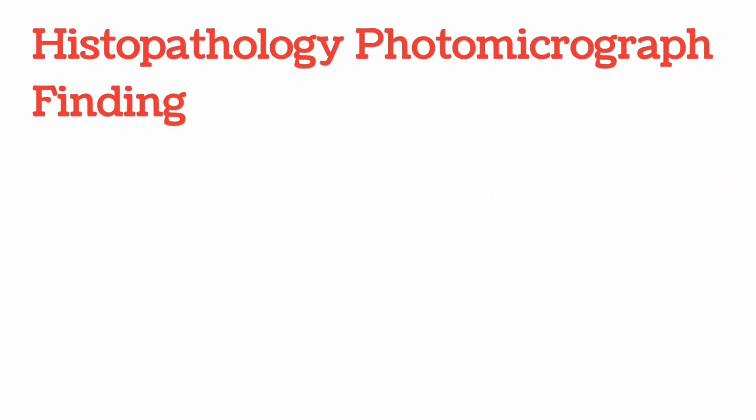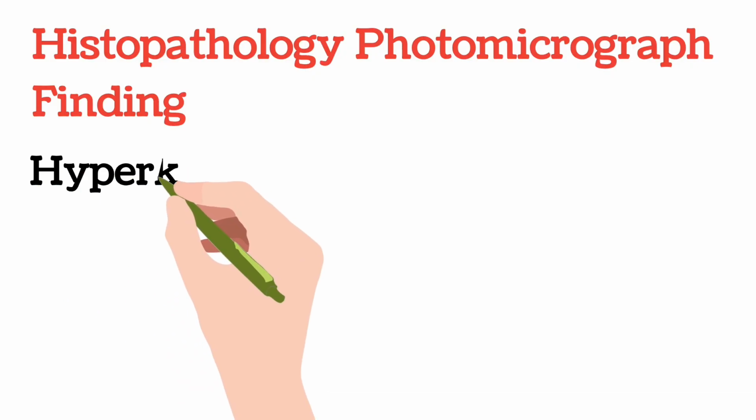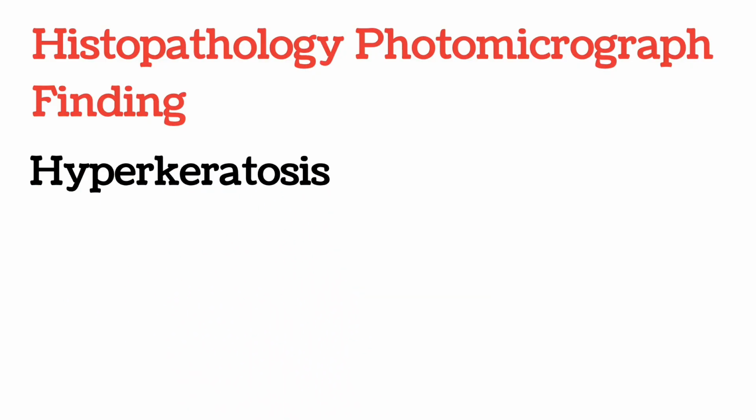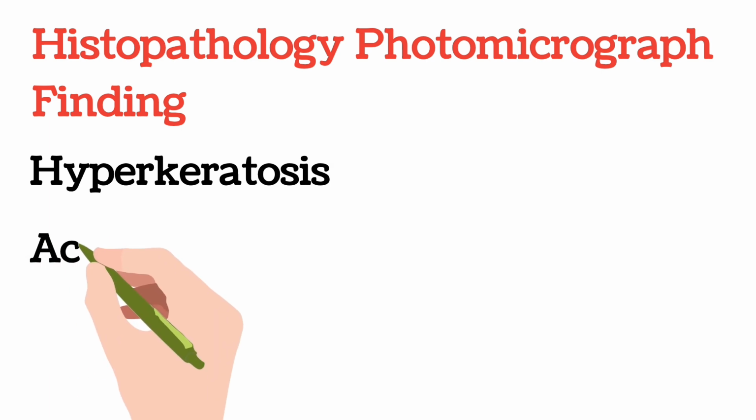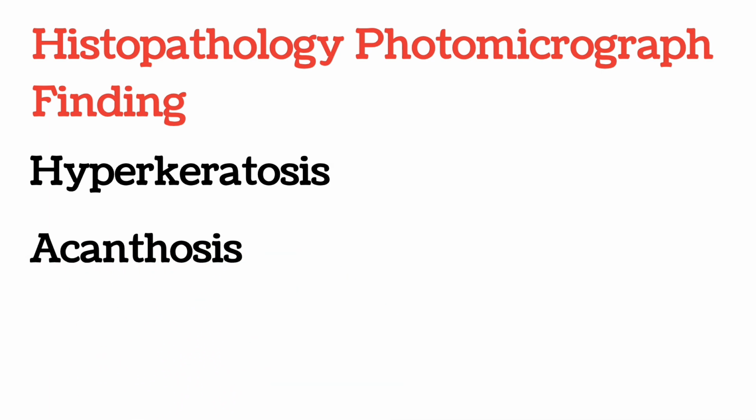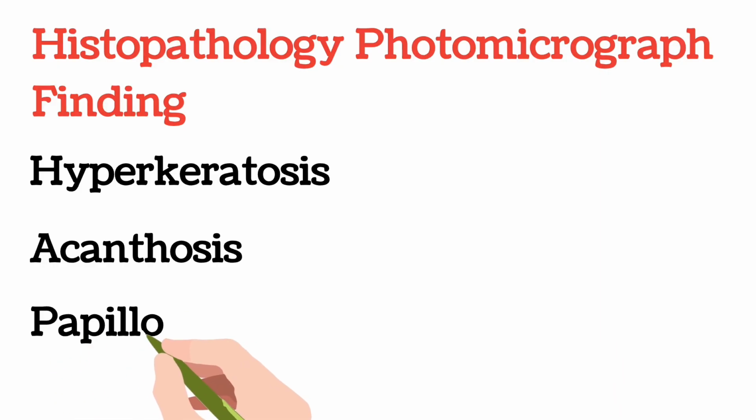Now, if we talk about the histopathological findings of this disorder, that is known as a photomicrograph. Here is the classical histopathological presentation. In the biopsy, the first finding is hyperkeratosis, excessive keratin formation. Another one is acanthosis, which means epidermal thickness is increased. So acanthosis is also observed in this condition.